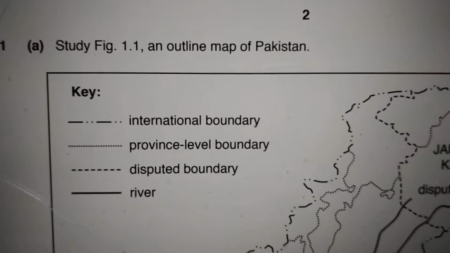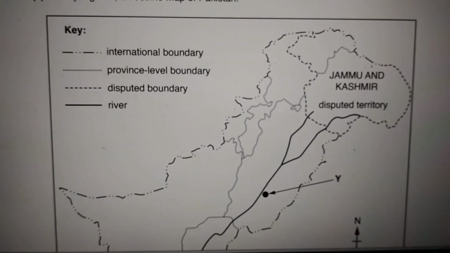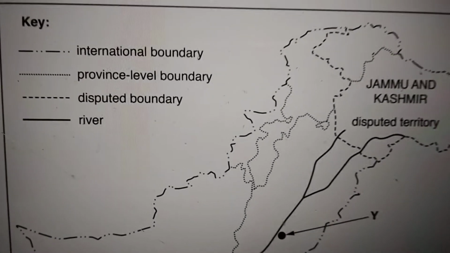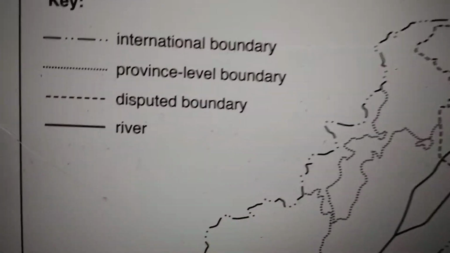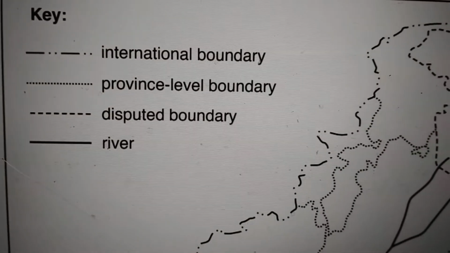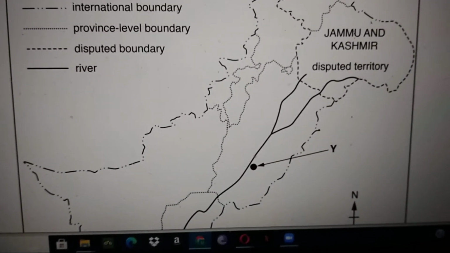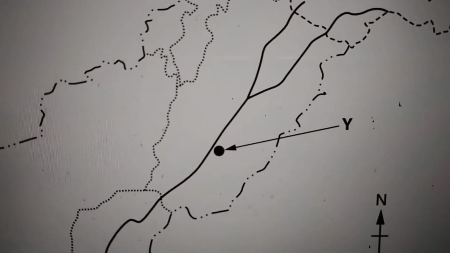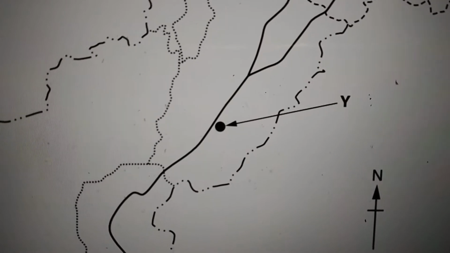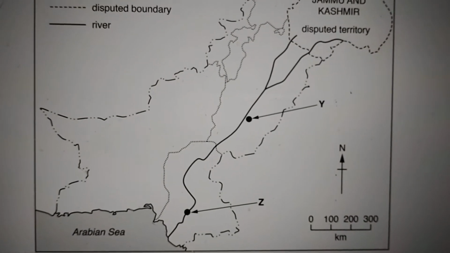We are looking at the first question, which says study figure 1.1, an outline map of Pakistan. You can see that this is Pakistan's map, and there's a key given over here which shows the international boundary with different symbols which you can use. The question is that there are two locations which are represented by Y and Z. So you see the overall look of the map.